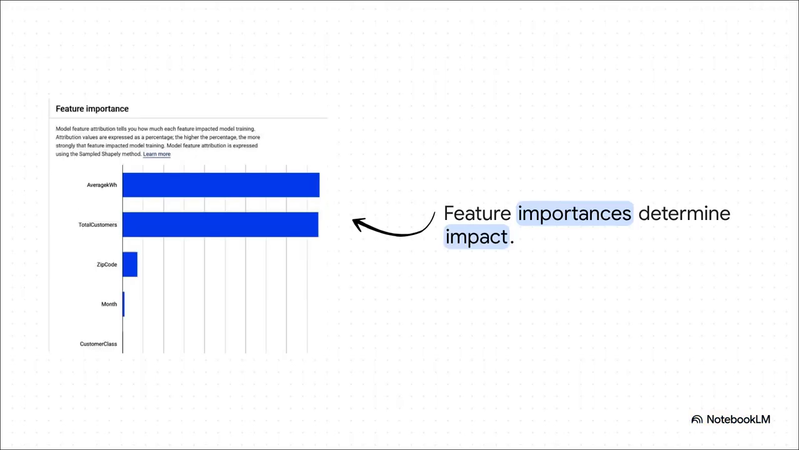Using something called the sampled Shapley method, we can literally pinpoint exactly which data features had the strongest correlation and impact on the model's training. In a typical energy usage example, things like average kilowatt hours and total customers might heavily impact the prediction, while zip code barely registers. This tells the business exactly where to focus their strategy.